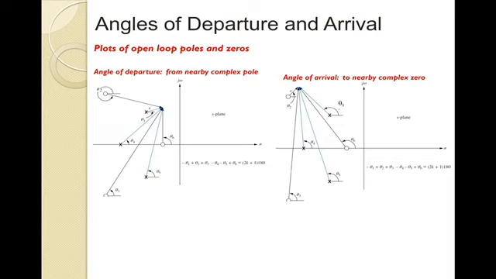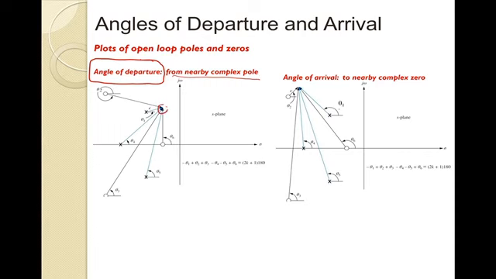So next I want to look at the angles of departure and arrival. So below I'm showing plots of open loop poles and zeros. And first I want to look at what we're going to call angle of departure. And so the angle of departure will be relative to a nearby complex pole. Okay, so here's the approach that I want to take, and then next we'll look at the angle of arrival, from a nearby complex pole.